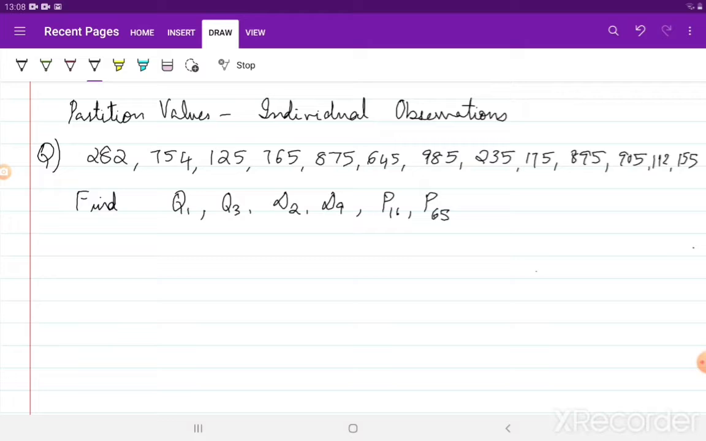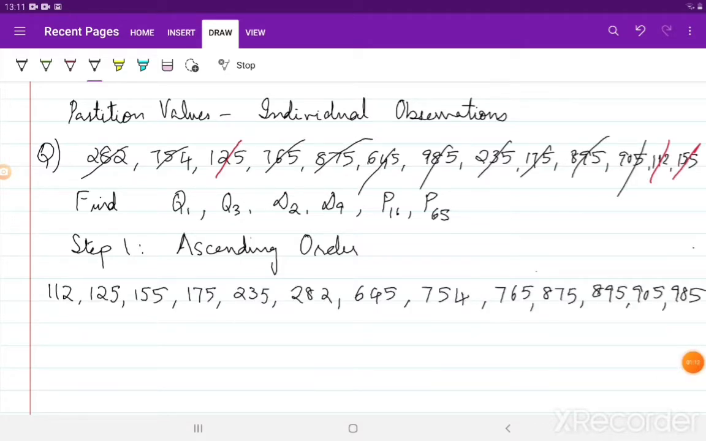So remember, the first step when you're talking about partition values, be it the quartiles, the median, percentiles or deciles, is always to arrange the data in ascending or descending order. It's always easiest to arrange it in ascending order, right? So let's write the same 13 observations in ascending order. Here I have arranged the entire set of 13 observations in ascending order. Ascending means smallest to biggest, right?